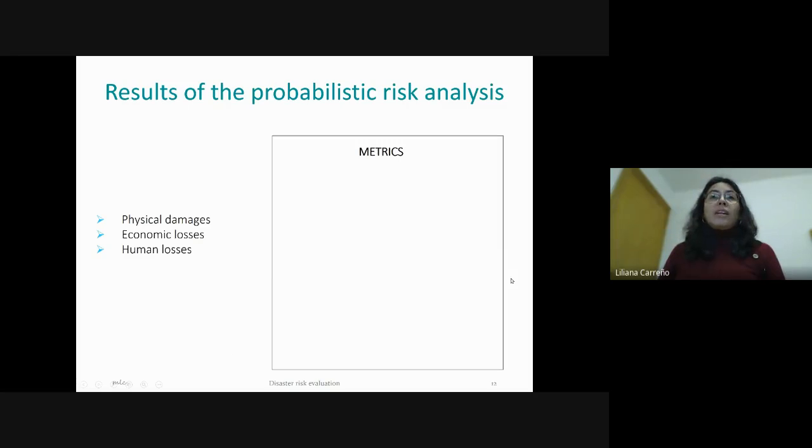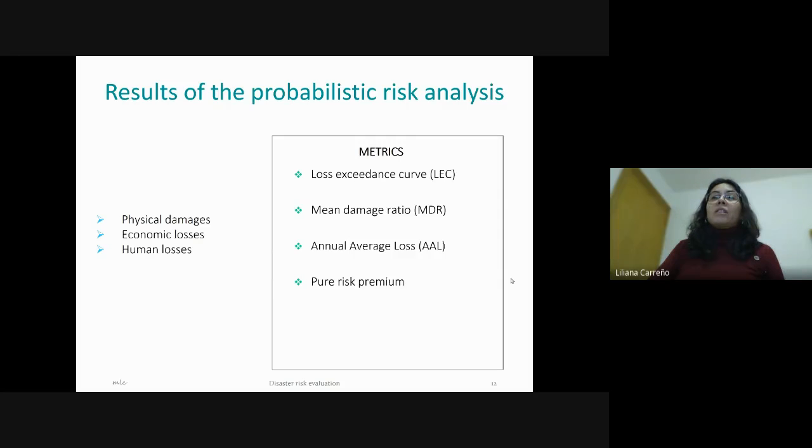These results can be in terms of physical damages, economic losses, or human losses, and can be expressed in different metrics. For example, the loss exceedance curve that we just saw, the mean damage ratio, the annual average loss, the pure risk premium, or the probable maximum losses. All of them can be results of this probabilistic risk analysis.